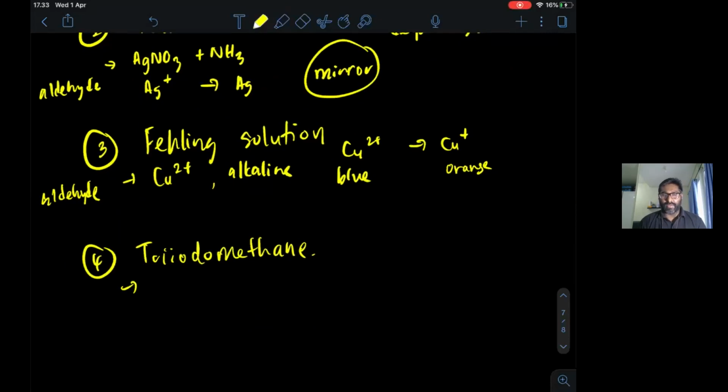Triiodomethane is going to be a situation where you are going to look for C double bond O.